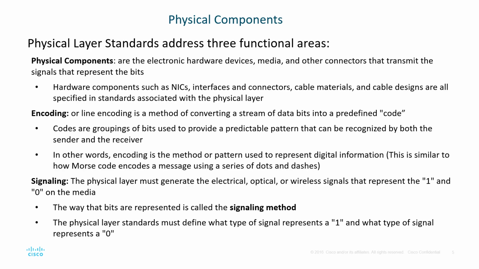Your physical layer must generate the electrical, optical, or wireless signals that represent the ones and zeros to place on the media. The way that the bits are represented is called the signaling method. The physical layer standards must define what type of signal represents a 1 and what type of signal represents a 0. As an example, if I am talking about a copper wire, my 1 could be represented by 5 volts, my 0 could be represented by 0 volts. If I'm talking about fiber, it would be light for a 1 or no light for a 0.